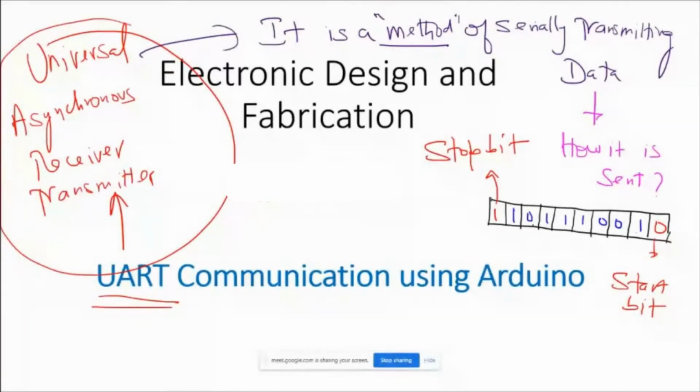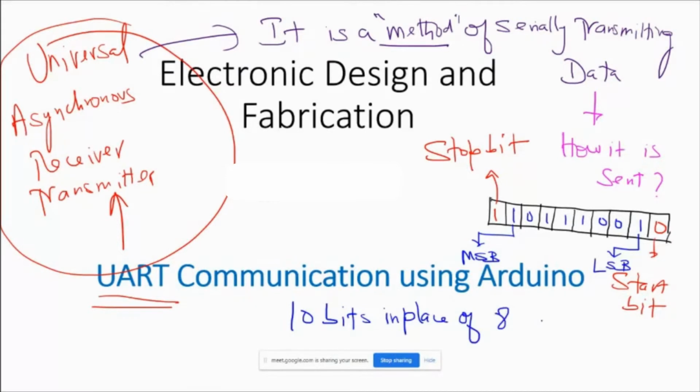In this 8-bit data, the first bit is called the least significant bit, LSB. The 8th bit is called the most significant bit, or MSB. So the start bit is followed by the least significant bit, through the most significant bit, followed by the stop bit. So totally we are sending 10 bits in place of 8 actual data bits. Those 2 additional bits are meant for carrying your data packet. They are acting as covers.